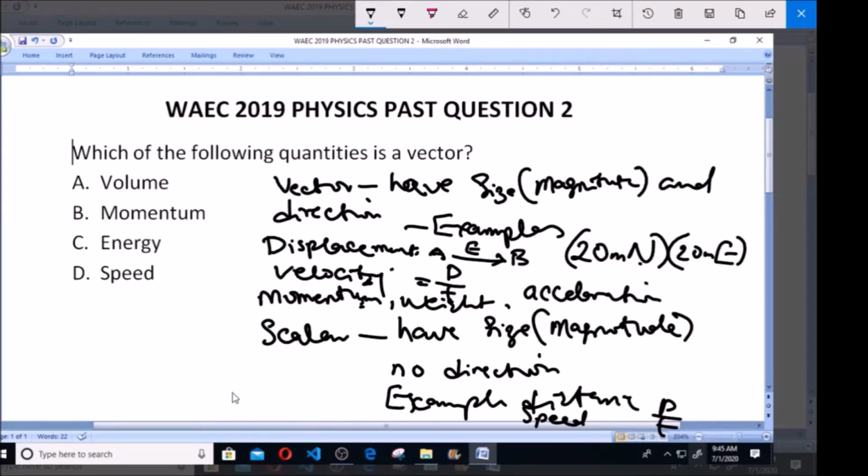Whereas under scalar, other examples are things like volume. There's no direction. Speed, I've given before. Energy also. All these are scalar quantities. So from there you can simply see that the example that is a vector quantity here is momentum, and that makes B the answer.